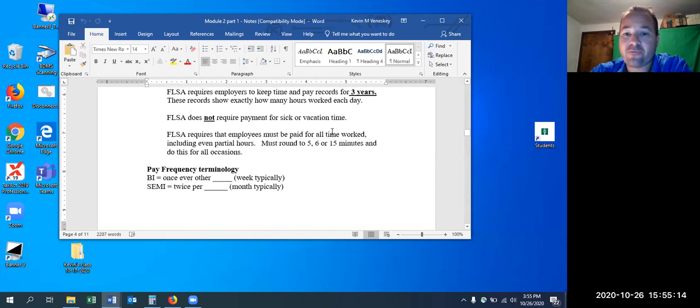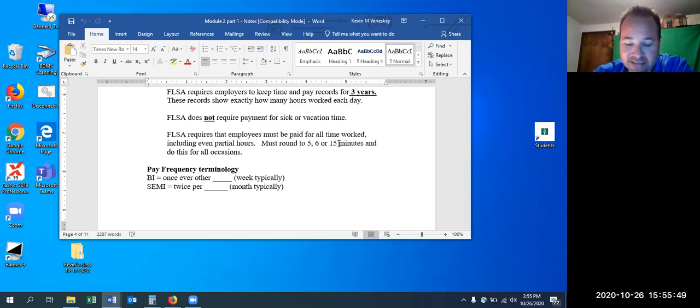You do have to be paid for all the time that you worked. Companies have to set it up and then stick with it, saying, all right, when you work, we're going to round it to the nearest 5, 6, or 15-minute interval. So if you work only 4 minutes over, they may not pay you. But if you work 6 minutes over, then you're going to be paid basically 1/6 of an hour, the 6 minutes out of 60. Or they could do it by 15 minutes, so every 15 minutes you're going to get that much pay on your hourly rate.